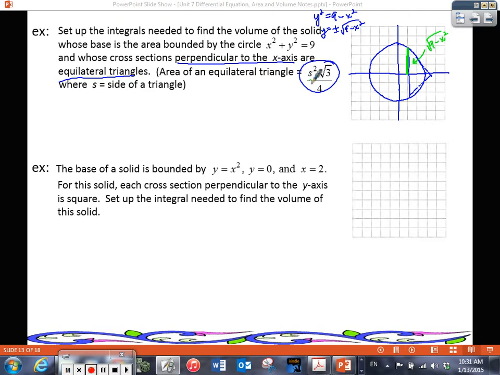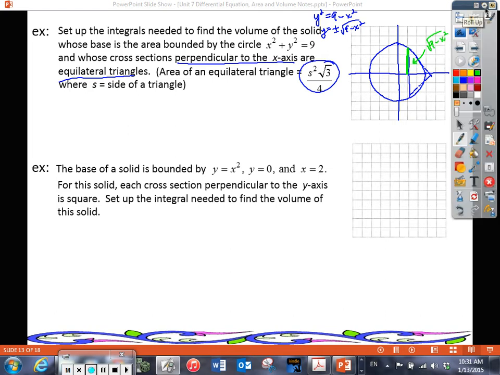Now, my triangle spans the whole distance. I need the whole distance. And so I really don't want to mess with the negative square root of 9 minus x squared. So what could I do to gather all of the distance? Multiply by 2, right? That's what I need to do. So the side length of this equilateral triangle is going to be 2 times this. So that's what our side length is.